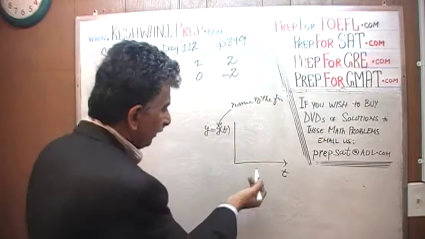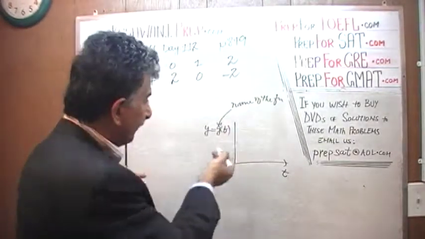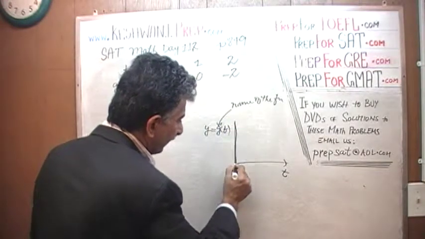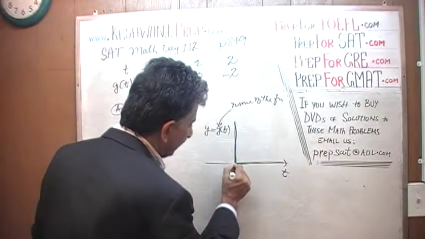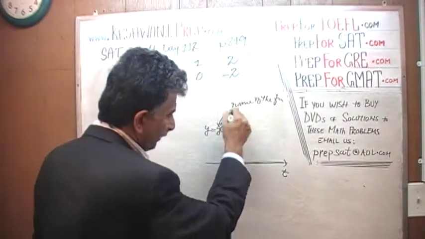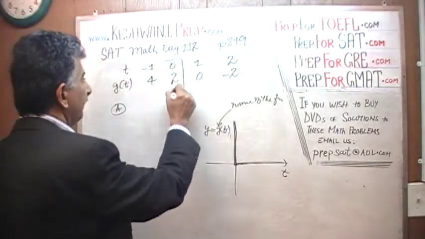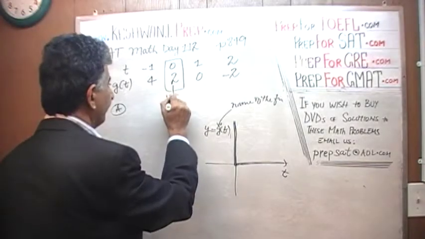Ask yourself, where is this function that we're looking for going to cross the y-axis? Well, it crosses the y-axis when t is 0. Here's your t. So when t is 0, it crosses the y-axis somewhere along here. When t is 0, y is 2. That's our y-intercept.